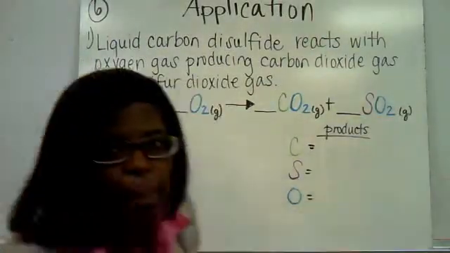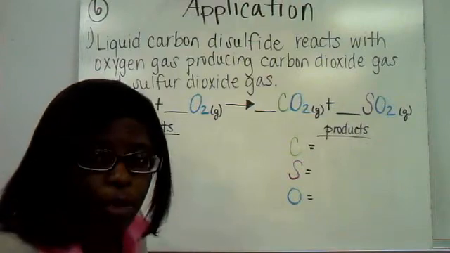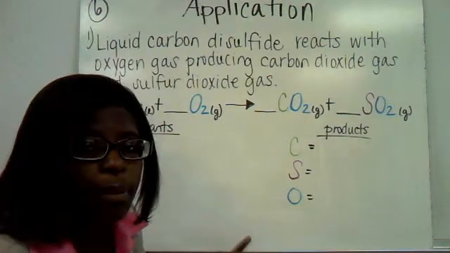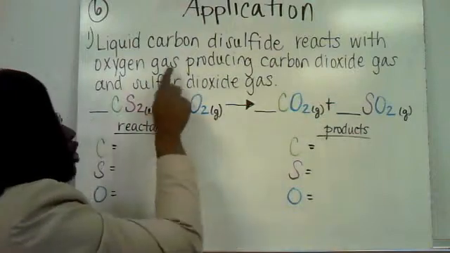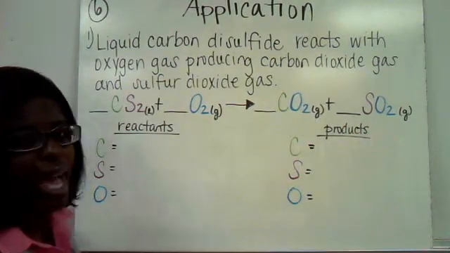So now we have an application problem. So if you notice, this is a word equation, and we're going to have to convert this word equation into the chemical equation, and then we need to balance the chemical equation. So liquid carbon disulfide is going to react with oxygen gas. It's going to produce carbon dioxide gas and sulfur dioxide gas.